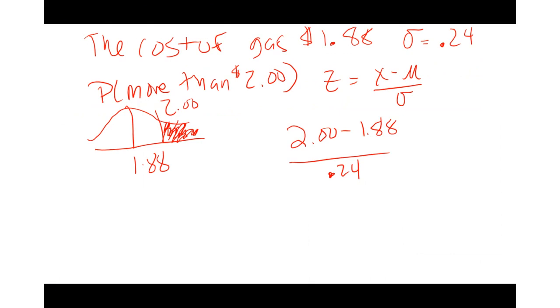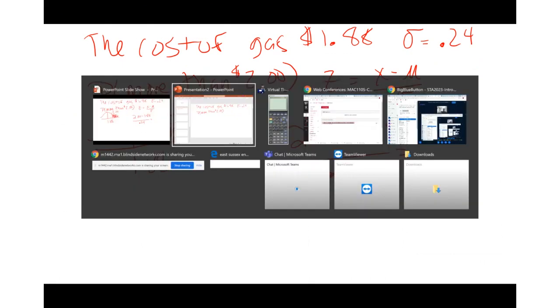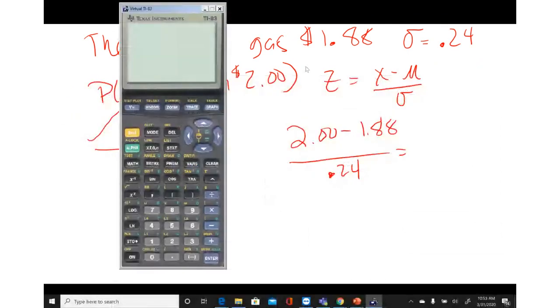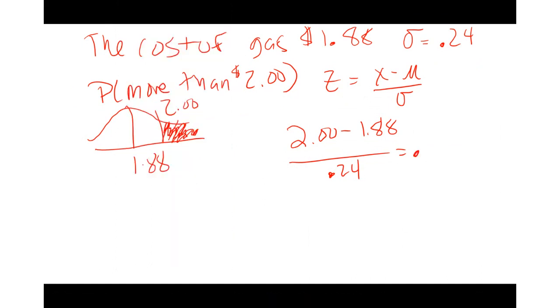All right. So from there, let me just show you how to type that in. You would do open parentheses 2 minus 1.88 divided by 0.24. All right. So you should get 0.5 when you do that. So this answer is 0.5. All right, so you should get 0.5.